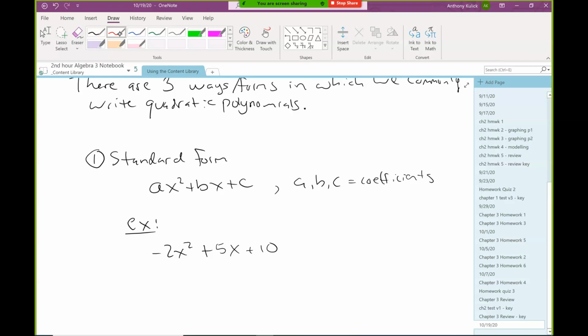What would be the value of the A coefficient? Well, A would be -2. What's the value for the B coefficient? And the value for the C coefficient would be? Is everybody good with that? So far, so good? Okay.